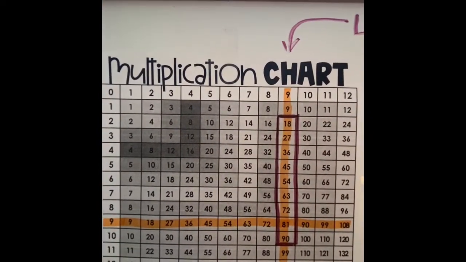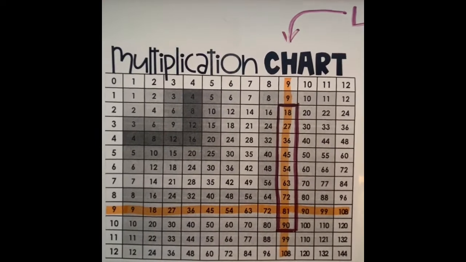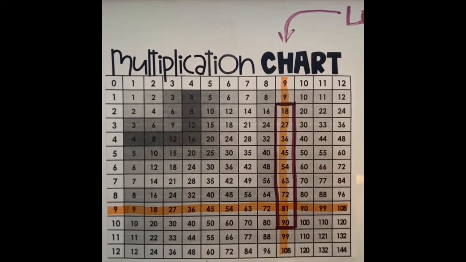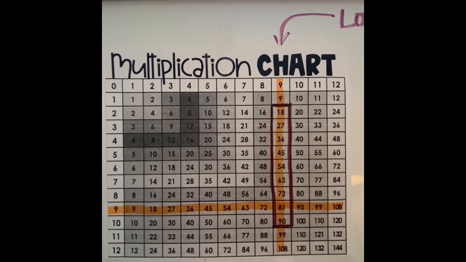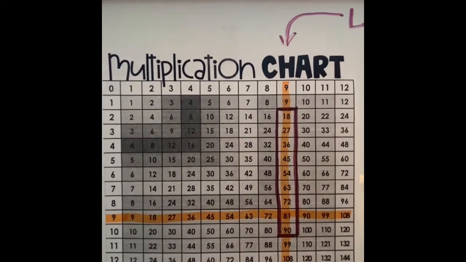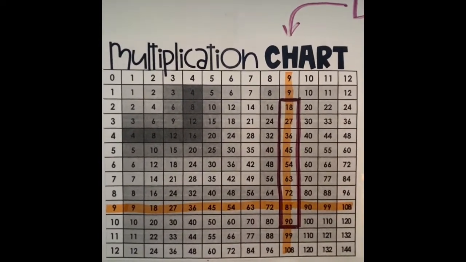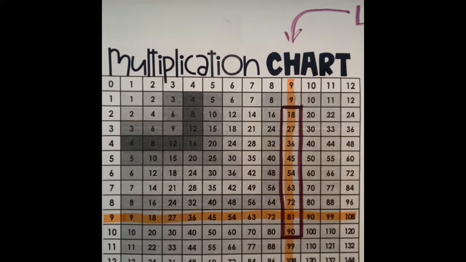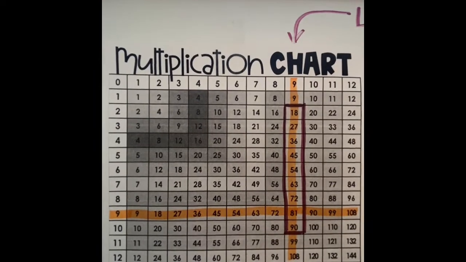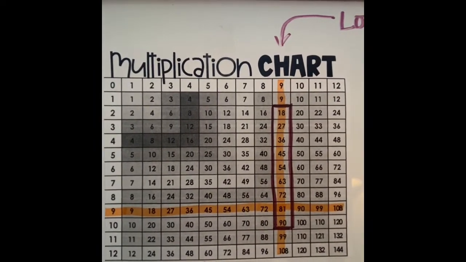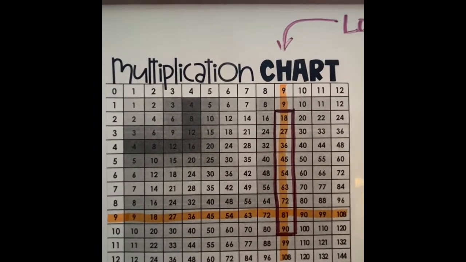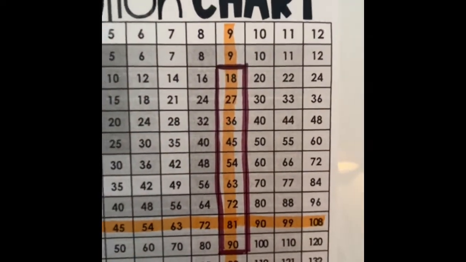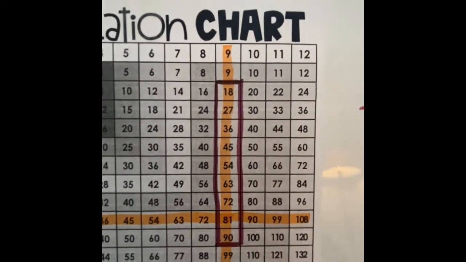All right, third grade, so as we move on in this lesson, I'm going to give you a few strategies to help you think about what the products are going to be when we multiply with a factor of 9. Now, this multiplication chart is also in your textbook on page 346, but what I want you to look at is that purple box right there.